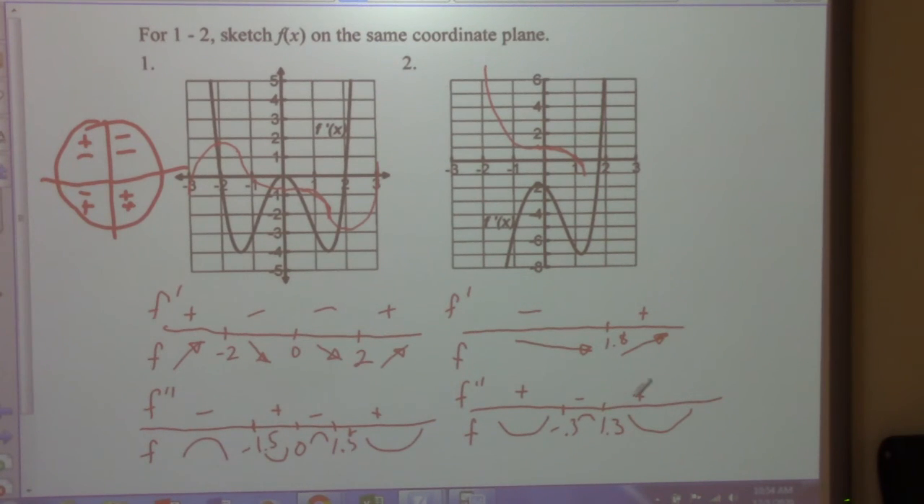Okay, what about between 1.3 and 1.8? Negative over positive is going to be which one? This little piece here. So we have just a negative over positive all the way to 1.8. So it'll be like that. And what do we have for 1.8 on? Positive, positive, positive. So it should look something like that.